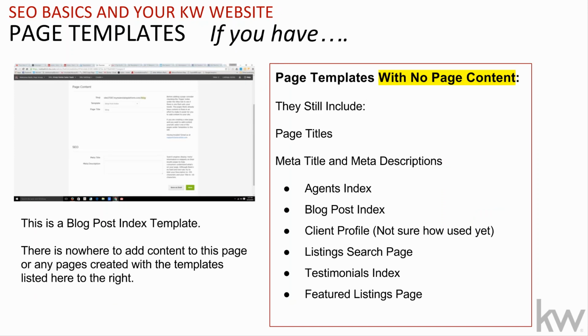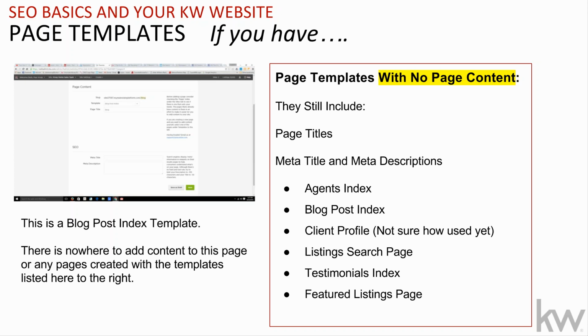The areas index, now let's move on. We're good. That covers it all. Now, when you get to your other options, your other pages that do not have content, there's quite a few of those. Those are your index pages predominantly, your listing search page, and your featured listing page.